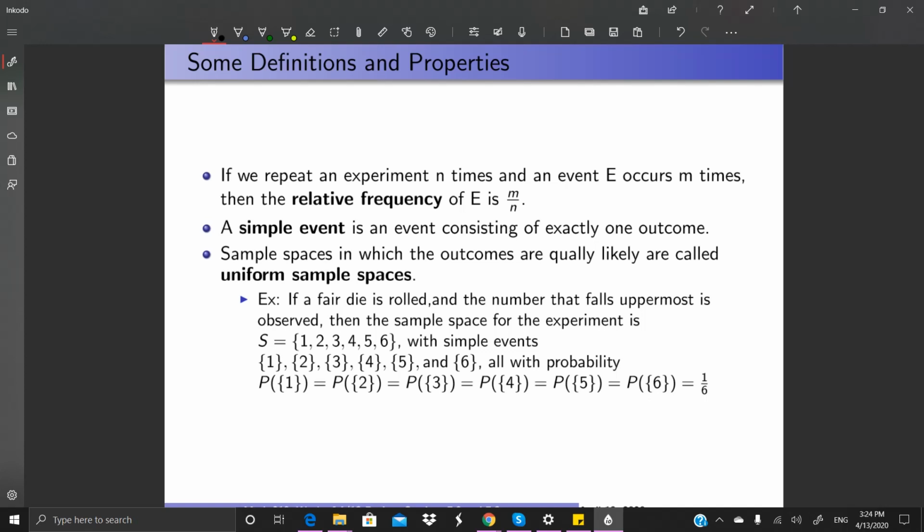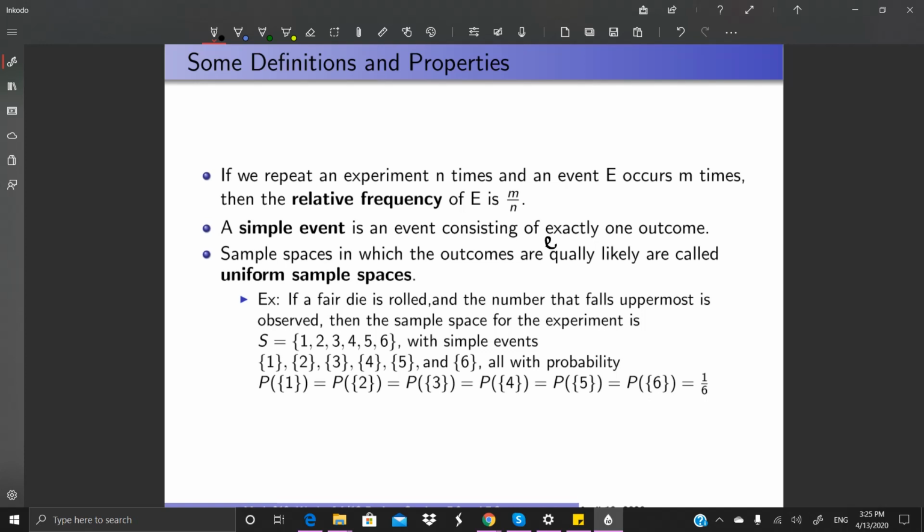A simple event is just an event consisting of exactly one outcome. And hopefully the term makes sense: simple, only one outcome. And we'll see an example soon. So the next bullet point there is for uniform sample spaces. We said these are very specific types of sample spaces. A sample space in which the outcomes are all equally likely, and that's the "equally likely" that I wanted. So that's supposed to say equally likely are uniform sample spaces.